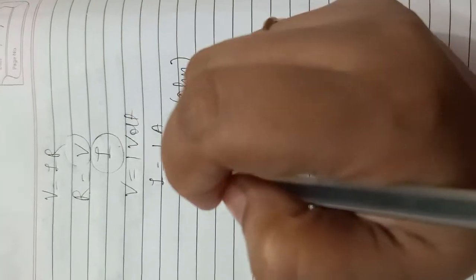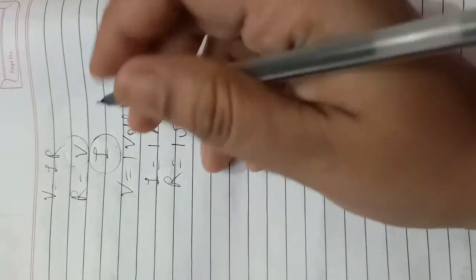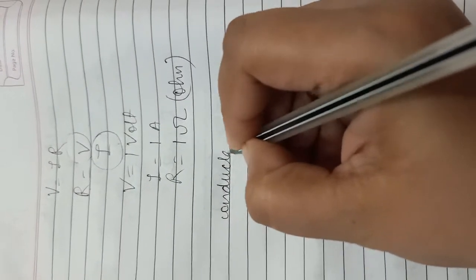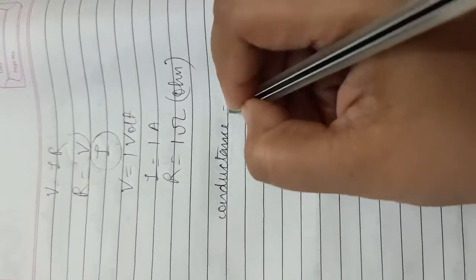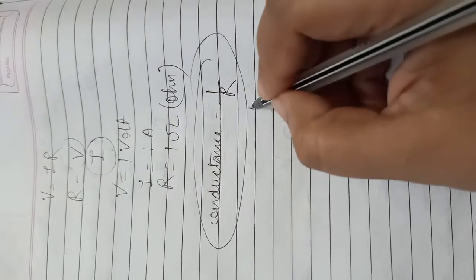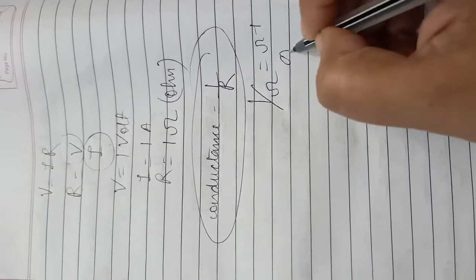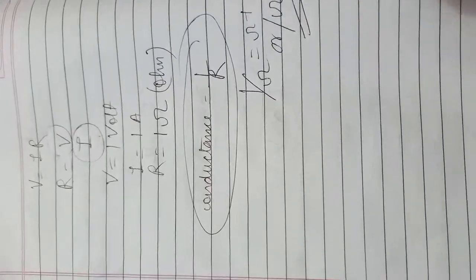Next we have the conductance. The reciprocal of the resistance is called conductance. So its unit is per ohm, 1 upon ohm, or it is called ohm inverse or per ohm. This is the unit of conductance.